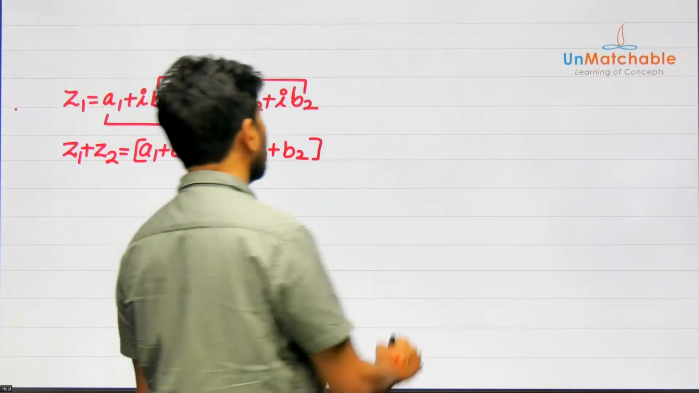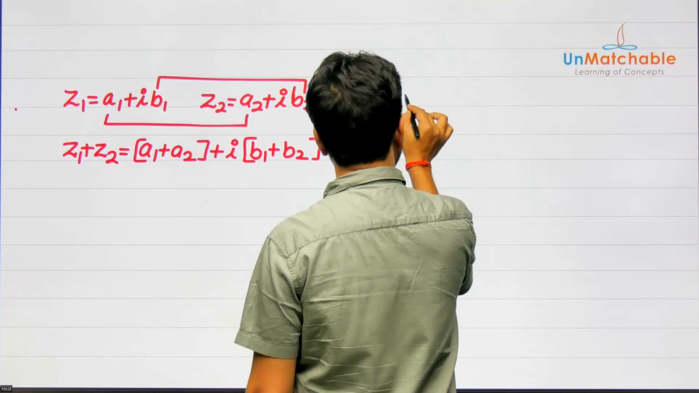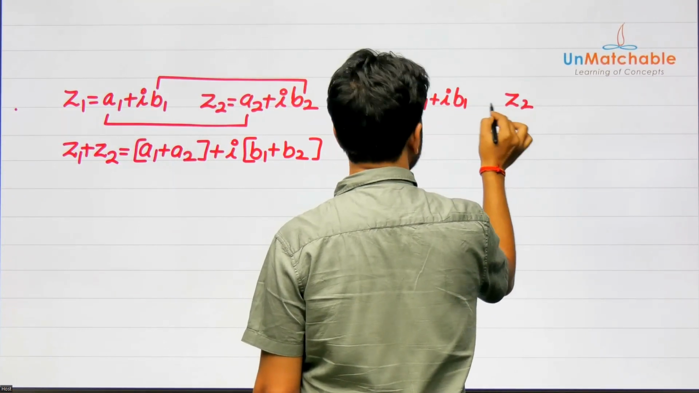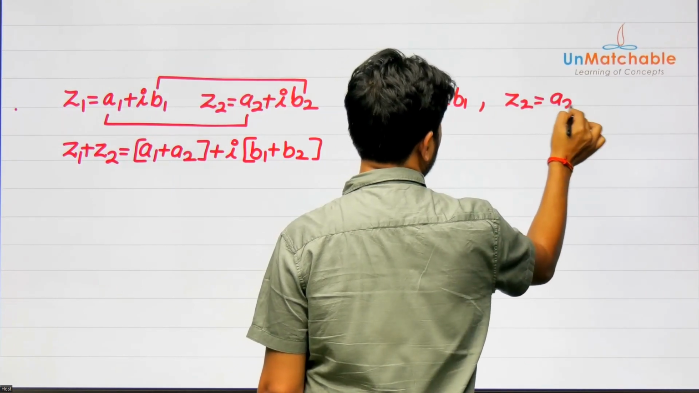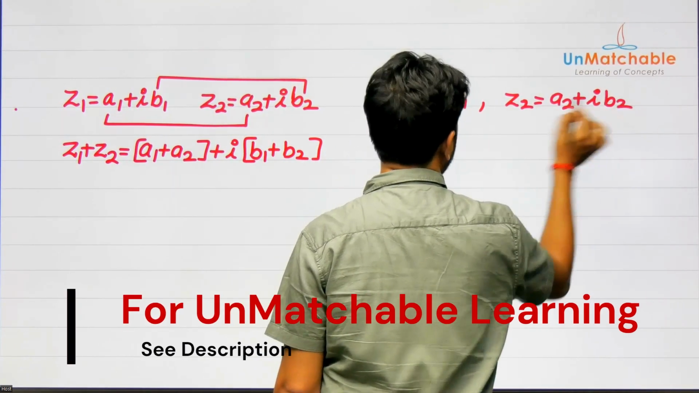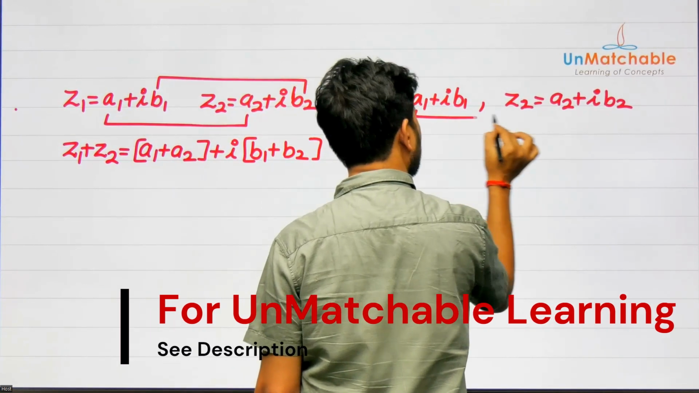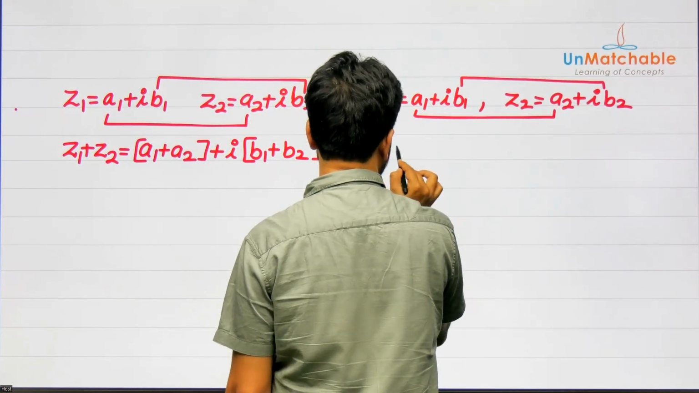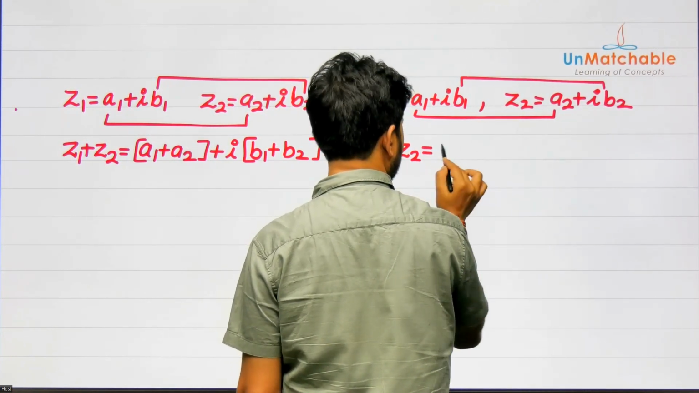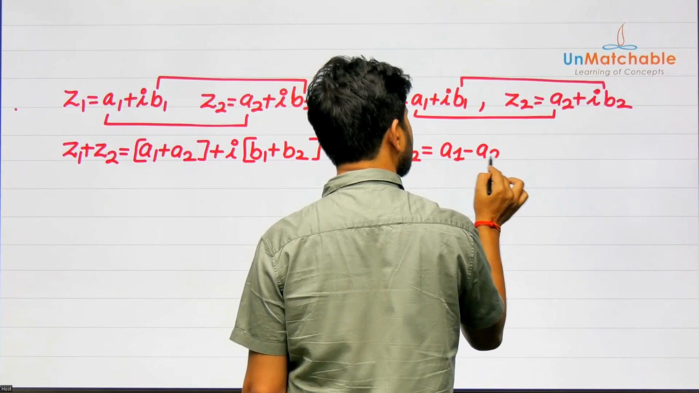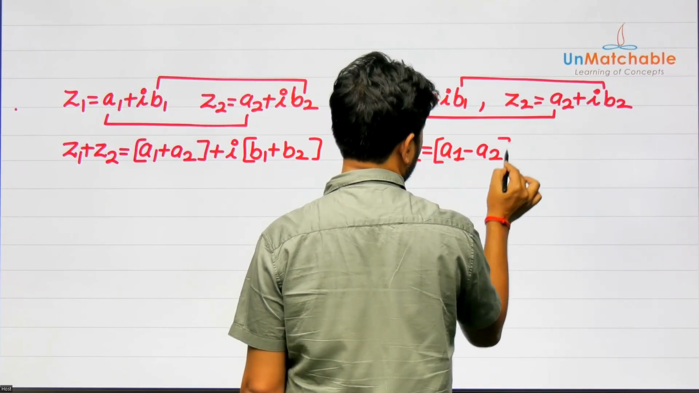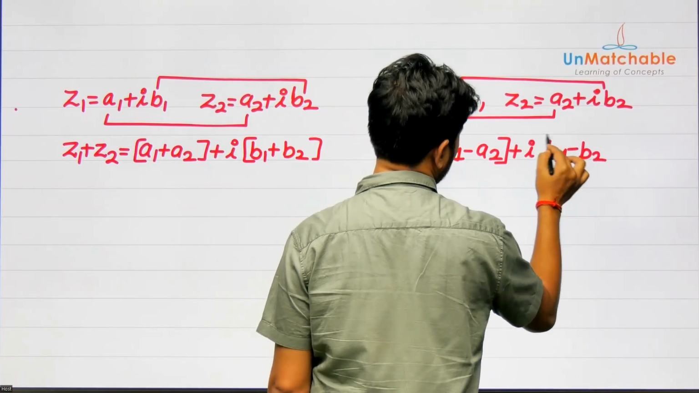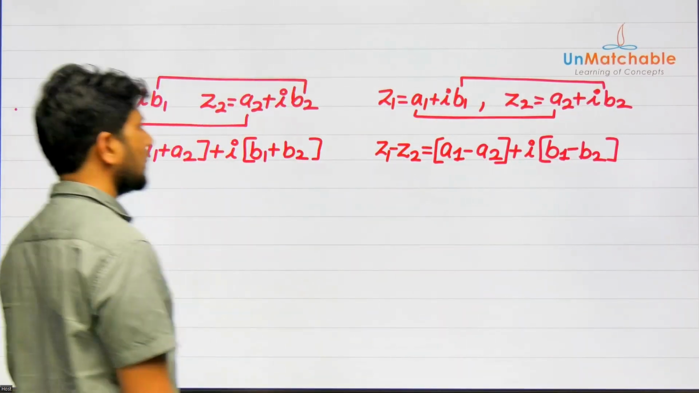The same thing goes with the subtraction or difference. If there is z1 is equal to a1 plus ib1 and z2 is equal to a2 plus ib2, तो डिफरेंस अगर आपको करना है तो आप रियल पार्ट का रियल पार्ट से और इमेजिनरी पार्ट का इमेजिनरी पार्ट से करोगे. So I am going to get z1 minus z2 is equal to (a1 minus a2) plus i(b1 minus b2).